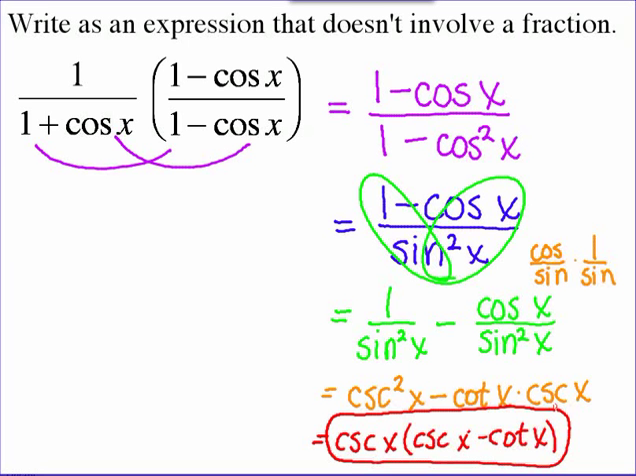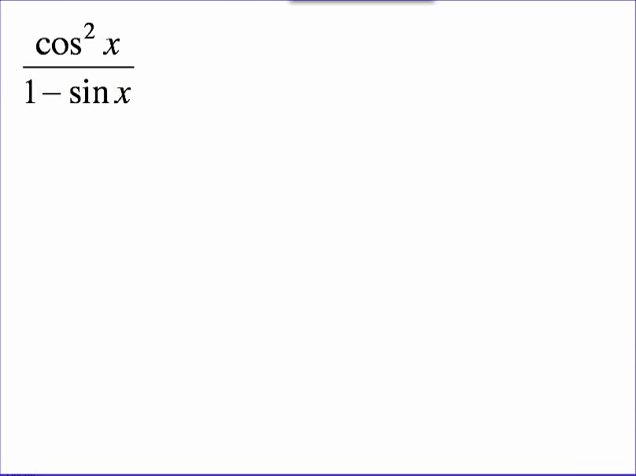Okay. Alrighty, so let's go and look at another one. Now real quick, this one is not going to be like the other problem. We're not going to multiply by 1 plus sine over 1 plus sine. Can somebody guess why not? Because what is cosine squared? What is cosine squared equivalent to? 1 minus sine squared, right? So that equals 1 minus sine squared.